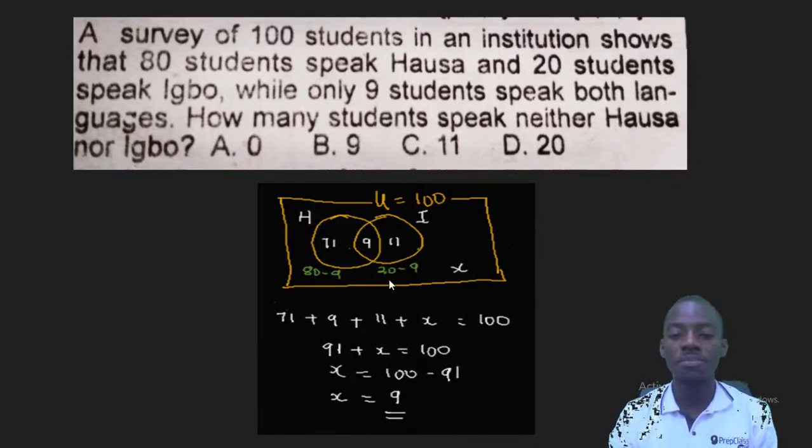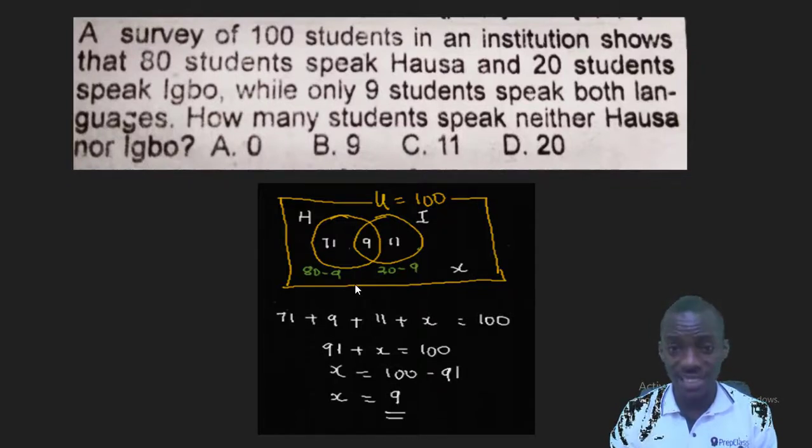Then 20 speak Igbo generally, but some of them also speak Hausa. So to get those that speak only Igbo is 20 minus 9, and that's 11. Then some people don't speak any of them, they are outside here, X. Now how do you solve this kind of set? Generally, to solve set, just add those that speak only this language, that's Hausa, that's 71, and those that speak both, and add those that speak only Igbo, and add those that speak none, then equals to the universal.